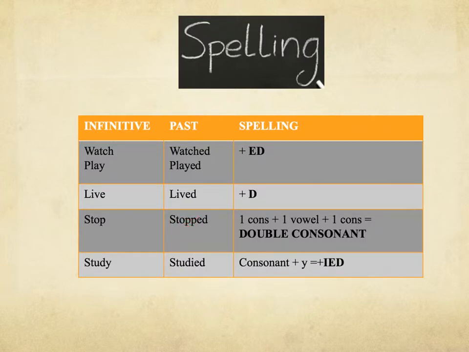Finally, when you have a verb that ends in a consonant and Y, okay, this Y changes into I, and then you add ed, okay? So study in the past is no Y, and then IED, okay? This is only when you have a consonant and a Y.